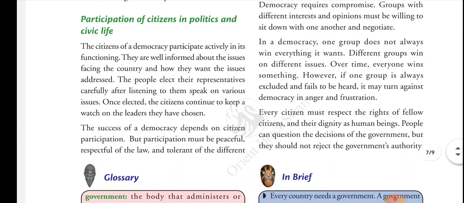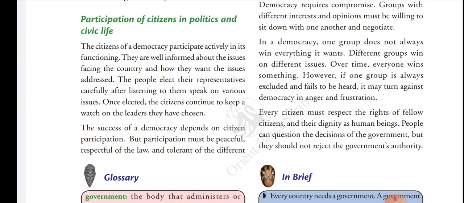The next one is participation of citizens in politics and civic life. The citizens of a democracy participate actively in its functions, and also participate in the work of the government. They are well informed about the issues facing the country and how they want those issues addressed. The people elect their representatives carefully. They listen and speak on various issues. Once elected, the citizens continue to keep watch on the leaders they have chosen. The success of democracy depends on the citizens' participation.